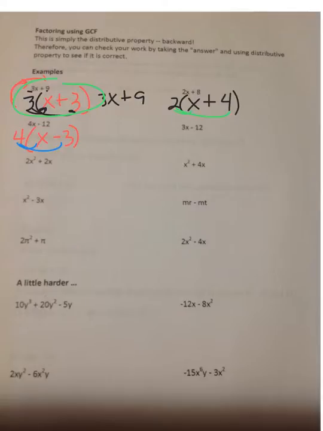3x minus 12. Greatest common factor is 3. 3 times x will get you to 3x. 3 times negative 4 will get you to negative 12. So 3 parentheses x minus 4.